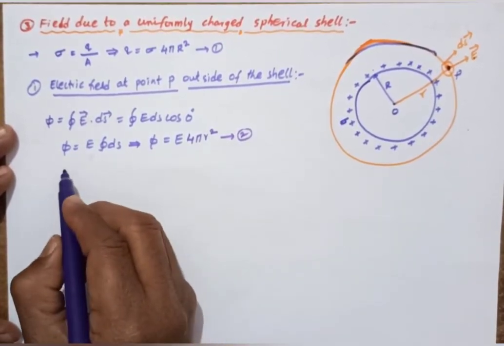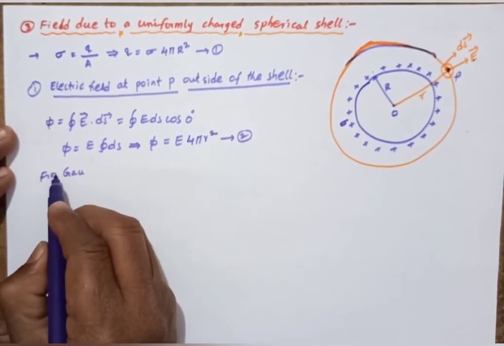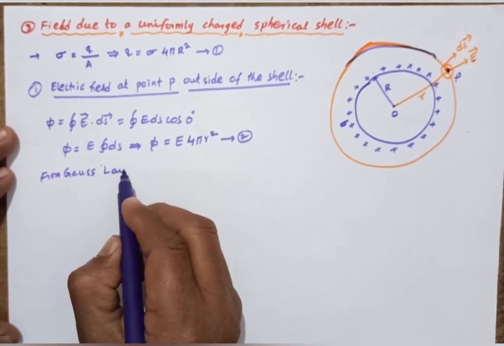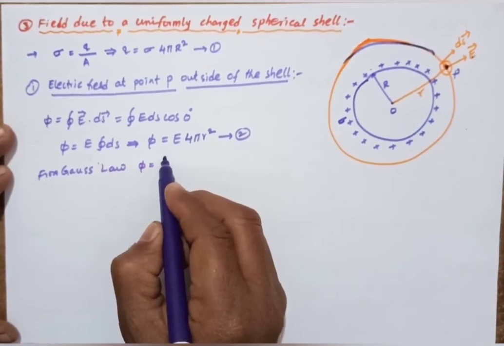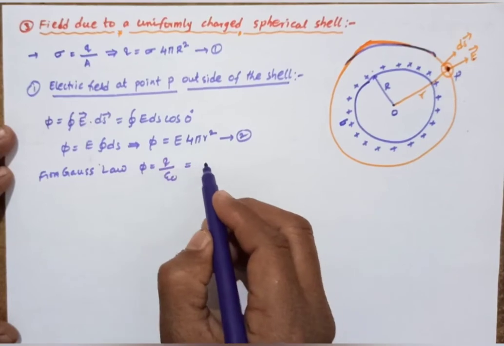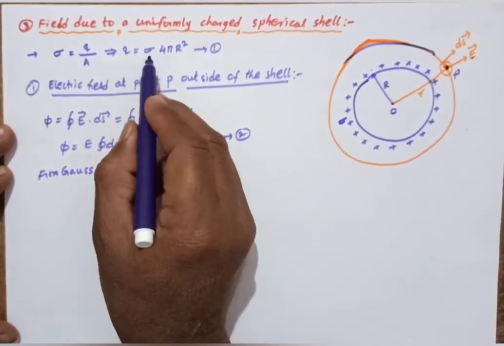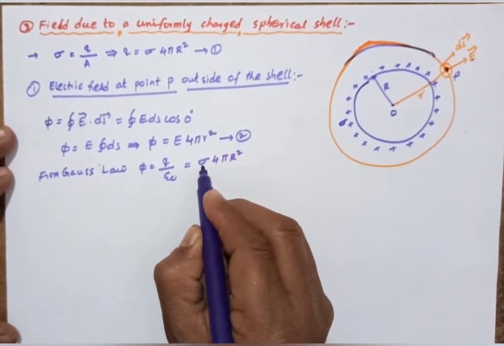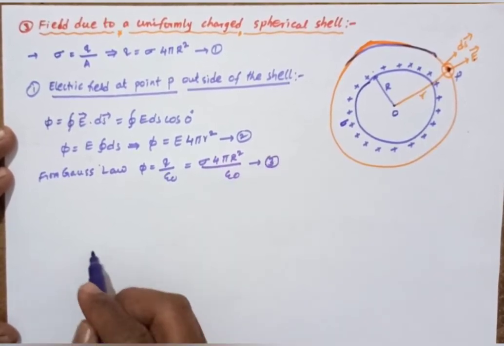According to Gauss law, Φ equals q by epsilon naught. Here q equals what? q equals sigma 4πR² by epsilon naught. So this is equation number 3.